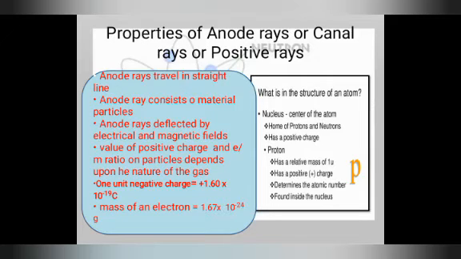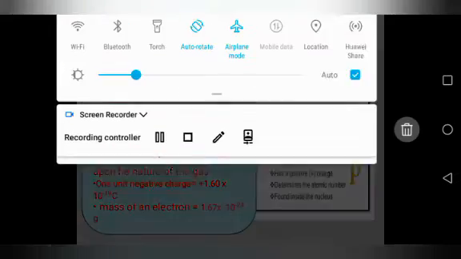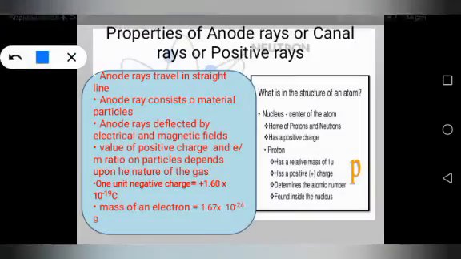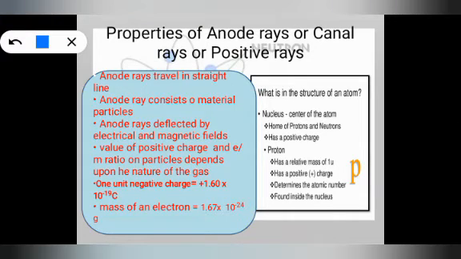Properties of anode rays, canal rays or positive rays: anode rays travel in a straight line, and anode rays consist of material particles. Anode rays are deflected by electric and magnetic fields. The value of e upon m ratio for these positive charges depends on the nature of the particle.